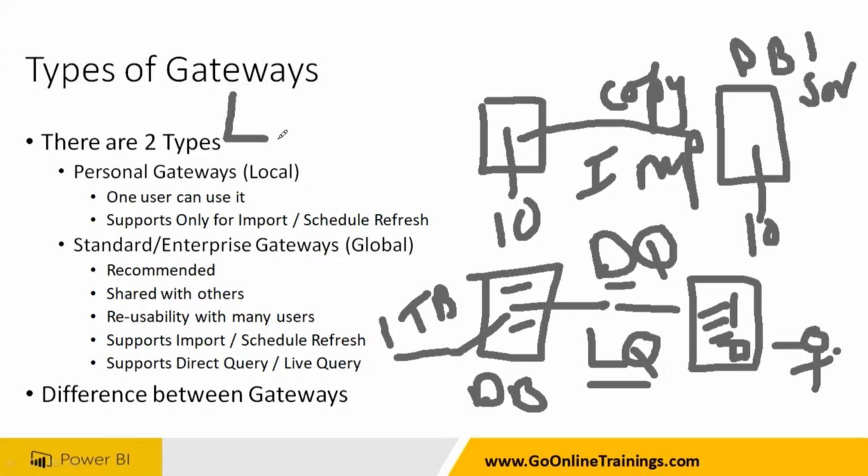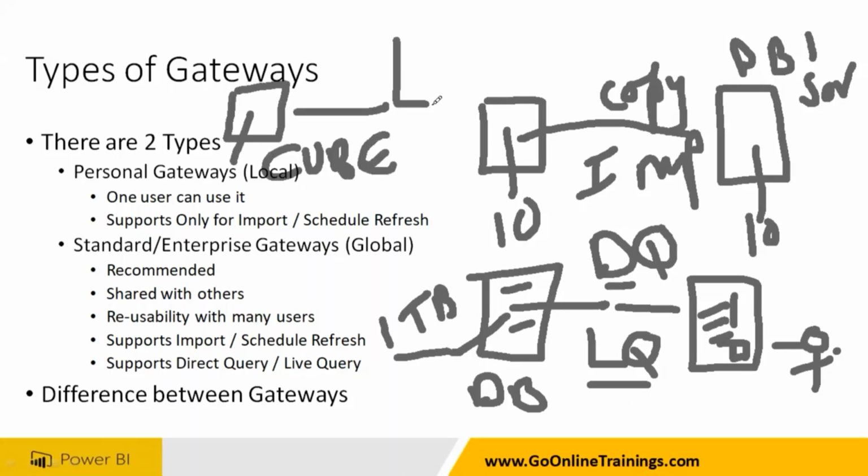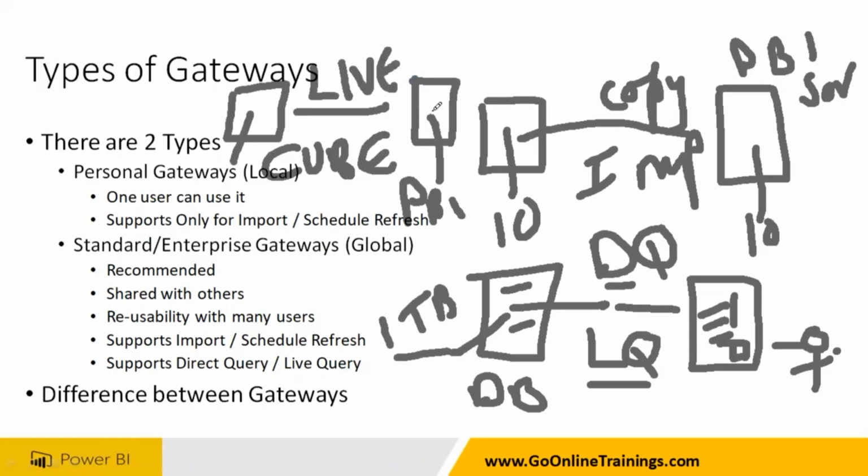Third one, you have the data in the cube. When you have the data in the cube, we are going to be loading the data into the Power BI service. This is Power BI service. So here it is live, which means you get nothing, not even the schema or table names. The cube could be a tabular model cube, or you may have the data in a multi-dimensional cube.